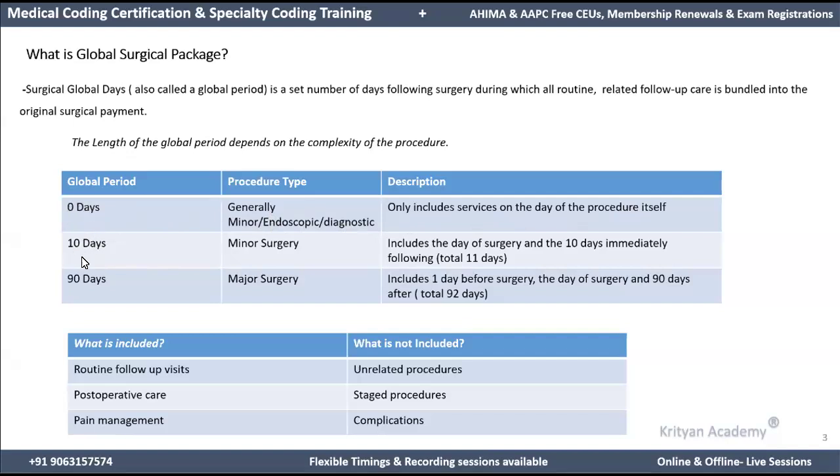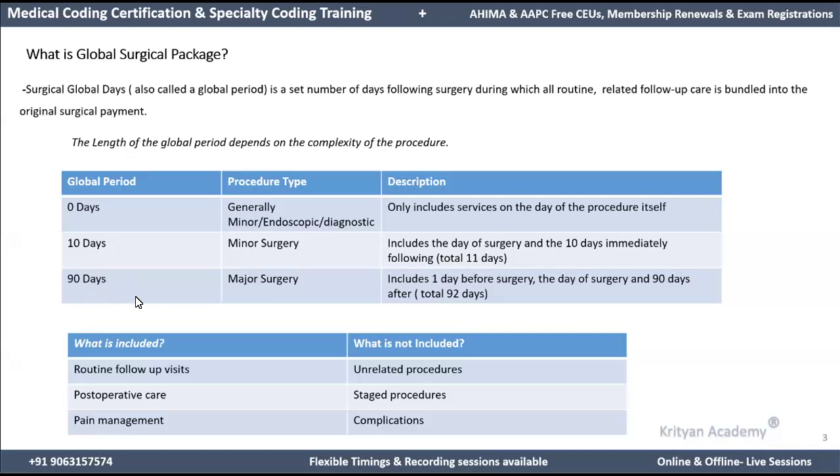The 10 days global period is for minor surgeries. This includes the day of surgery and the 10 days immediately following the surgery. The total days for a 10 days global period is 11 days. The day of the surgery is counted as one, and the next 10 days are counted, so in total it is 11 days.